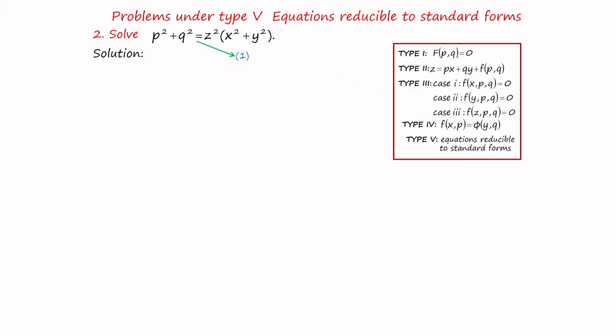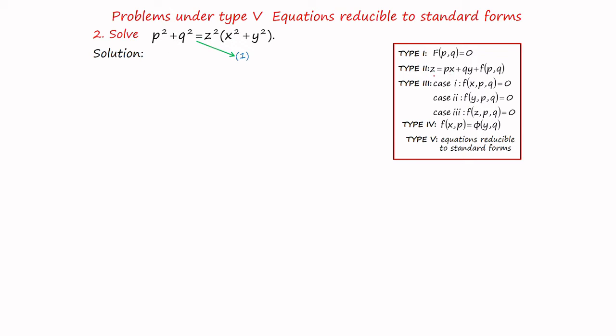For that, we have to check the types. First type is f of p, q is equal to 0, that is, p and q alone are present in your problem. Here it is not like this. All the variables are present. Is it the second type? Here all the variables are present. No, it is not the second type because of the standard form.